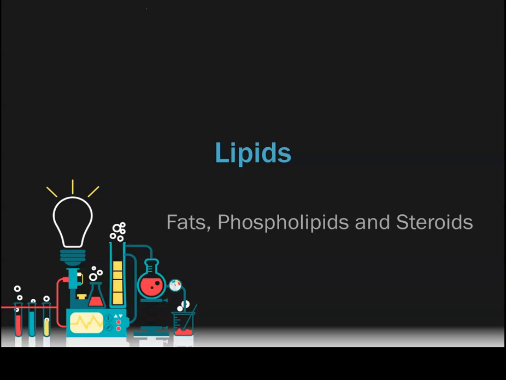So next we have our lipids. So lipids are a unique group within our biologically important molecules that have slightly different properties than the other three. And there are a couple of types of lipids. They are fats, phospholipids, and steroids.